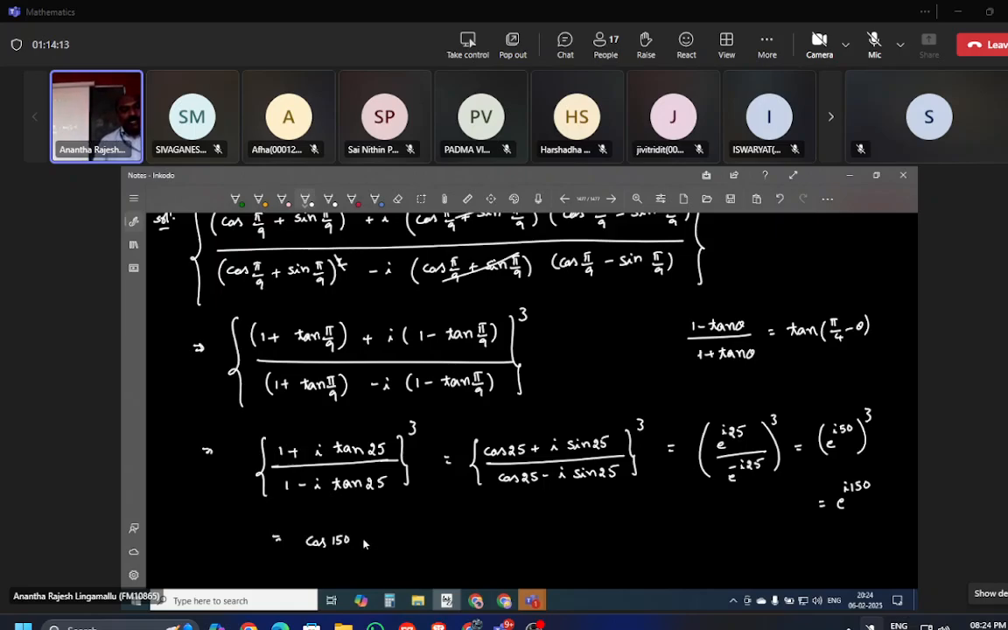Cos 150 plus i sine 150. So cos 150 is cos 180 minus 30, that means minus root 3 by 2. Sine 150, that's the answer. Minus root 3 plus i by 2. Which one? Fourth option.